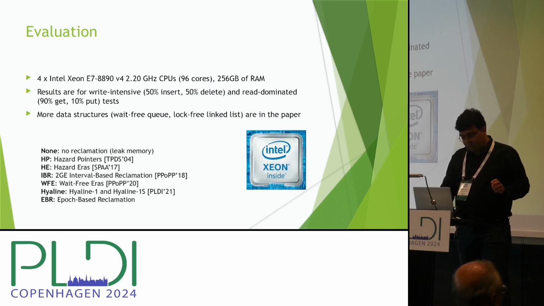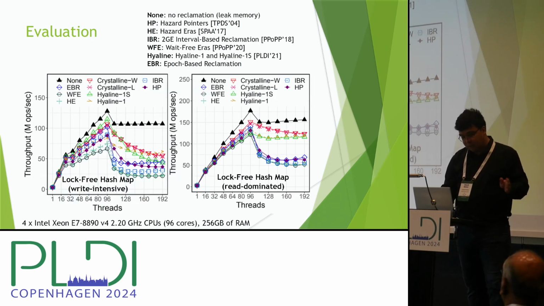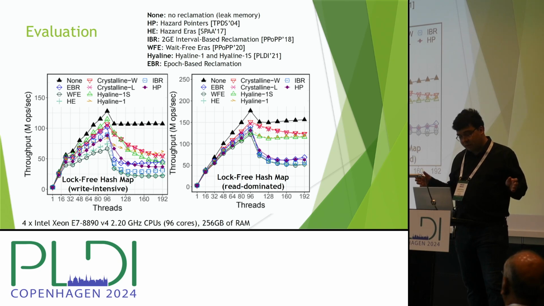So just very quickly, I'm going to show a couple of results. We evaluated our scheme and compared against Hyaline, hazard eras, epoch-based reclamation, and hazard pointers. For read-dominated and write-intensive workloads, you can see in both cases Crystalline performs pretty well. Sometimes it can be slightly slower than Hyaline because the protect operation is more expensive, but overall it's comparable. And more importantly, in oversubscribed scenarios, like after 96 threads, it can still maintain pretty good throughput and even better than Hyaline. This is for both Crystalline-W and Crystalline-L, and it is even more visible in read-dominated workloads.